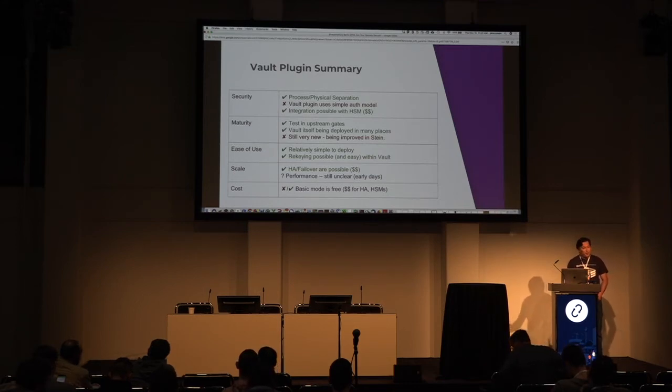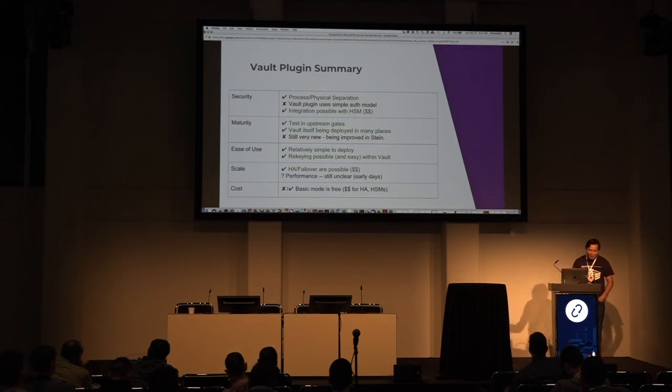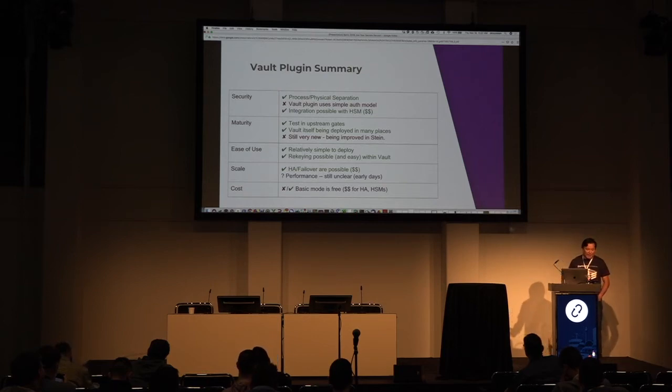It's possible to integrate with an HSM, but you have to pay money. There is a test for this in the upstream gates right now. Vault itself has come up and is being deployed in a number of different places, so it's probably relatively mature at this point. And again, the plugin itself specifically, as I mentioned, is fairly new and still being improved in Stein.